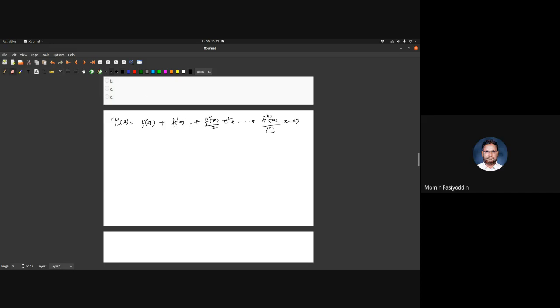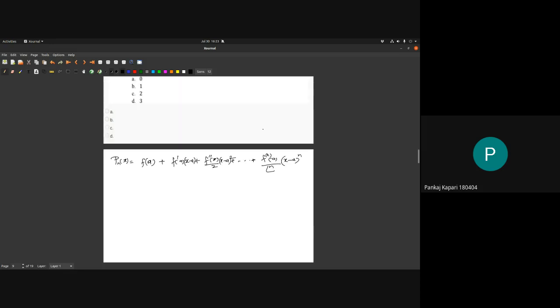Okay, so there was some mistake. I'm writing this polynomial around x equal to a. This is x minus a square, and x minus a power n. Okay, and this is our Taylor's polynomial.